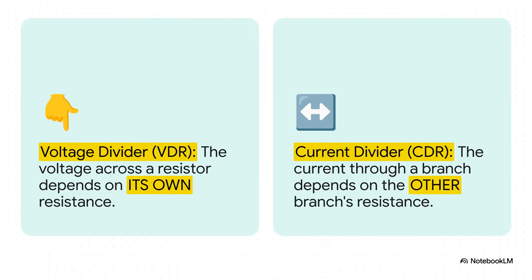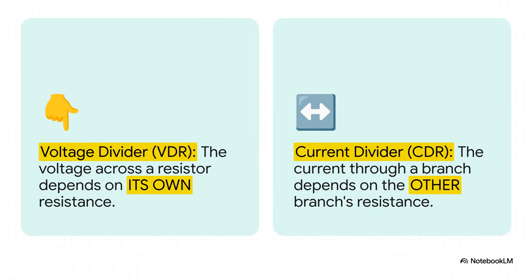Okay, now this is the part you really have to pay attention to, because it's a little tricky. The voltage divider rule is totally intuitive. The voltage you find across one resistor is proportional to its own resistance. Makes sense, right? Bigger resistor gets a bigger piece of the voltage pie. But the current divider rule is the exact opposite. It's kind of weird. To find the current going down one path, you actually use the resistance of the other path in your calculation. Why?